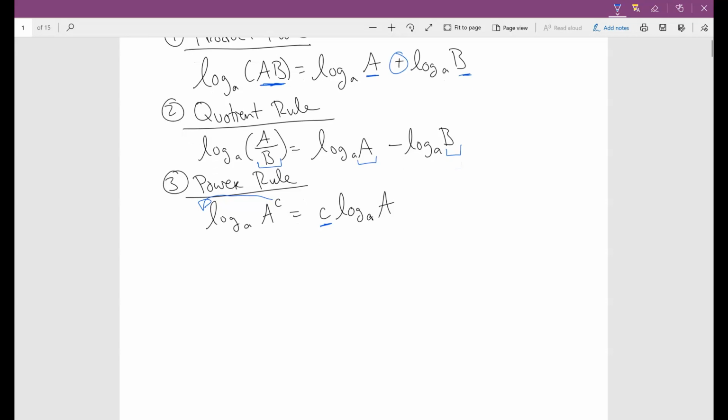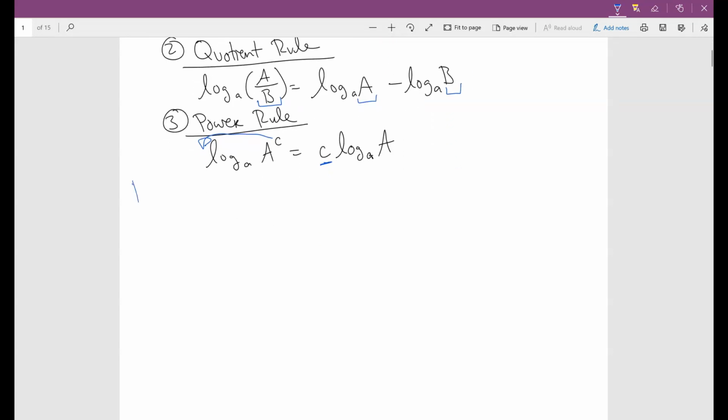So these are a couple of properties. Now let me show you why these properties work. I'm going to give you the proof. If I want to prove number one, I'm going to let u be equal to the log base a of A, and I'm going to say v is equal to the log base a of B.